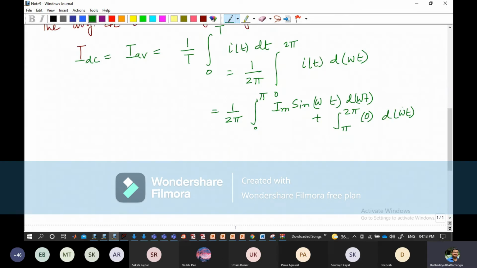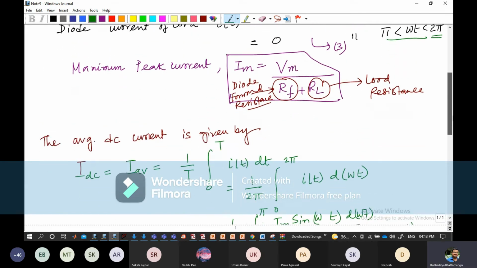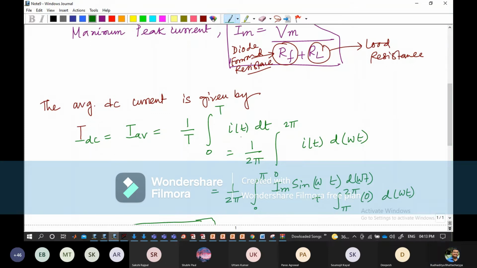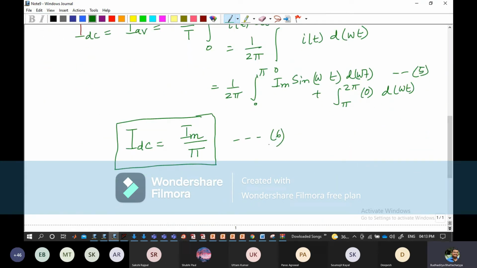And finally, after all the above calculation and substituting everything, your IDC, please make a note of this only, this is what is important, comes as Im divided by pi. So the average DC current is given by Im by pi. I'll keep this as equation number 6. I was having 1, 2, 3 over here, then maybe I'll keep this as equation number 5, this may be equation number 4, and finally this is 6. So this will be useful later on when you're referring to it.